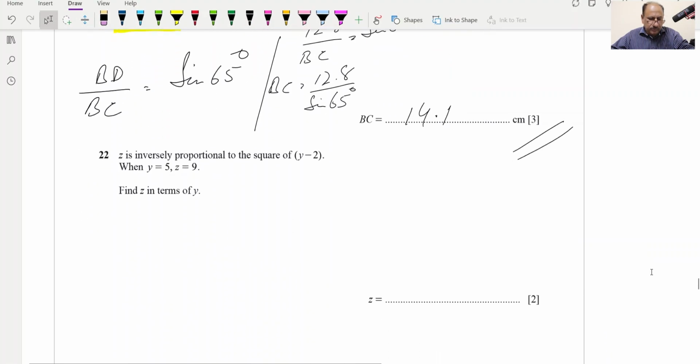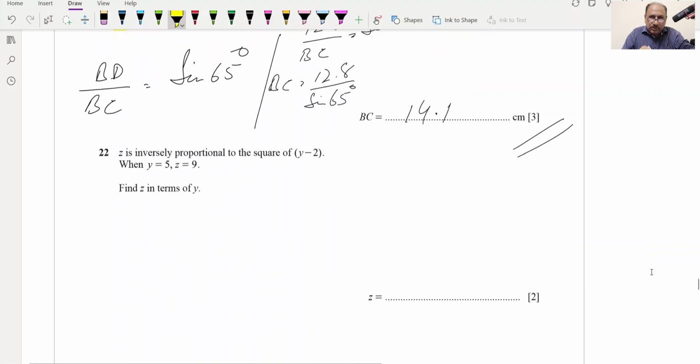Hopefully you understood this. Now question number 22. Question 22 says z is inversely proportional to the square of y minus 2. So z is inversely proportional. Inversely proportional means like this one. So the square of y minus 2 will be this.